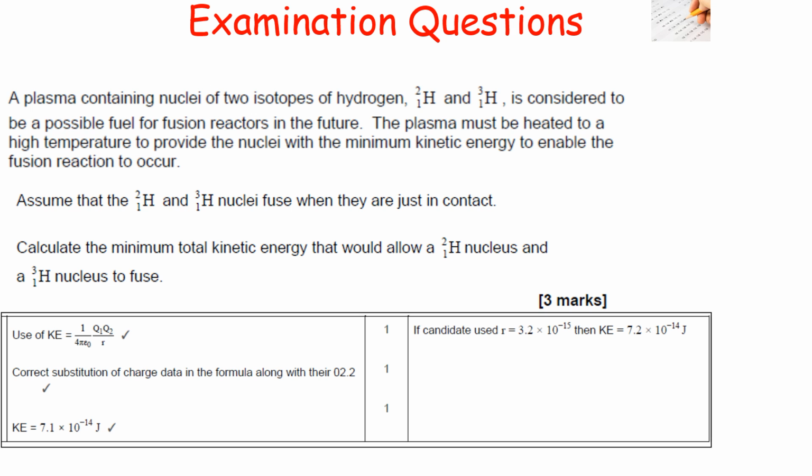So we've got the charge of one, because remember it's going to have one proton. The charge of the other one, again, one proton. We know the separation R because we've just worked it out in the previous question, and we know 4 pi epsilon 0. So therefore we can work out what the kinetic energy is going to be, and therefore we know 7.1 times 10 to the minus 14 joules.